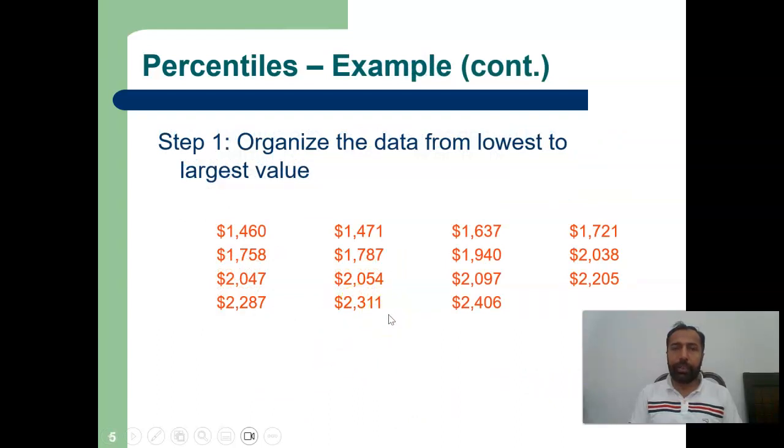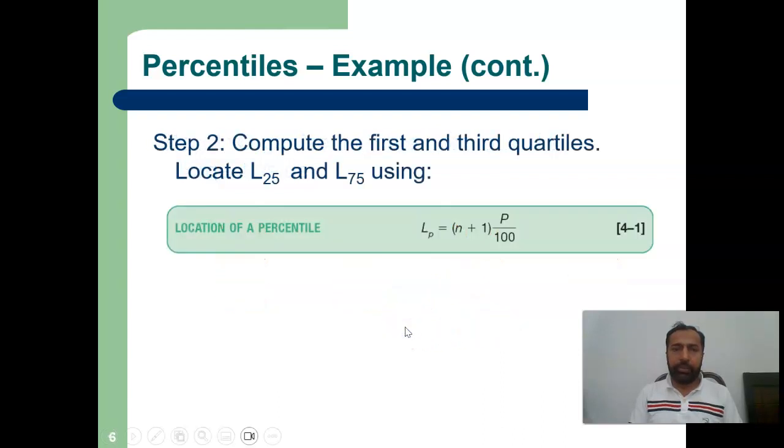So the first step is to organize the data from ascending to descending order, or from descending to ascending order. Here we have arranged this data from the lowest to the largest value. The minimum commission earned by a broker was $1,460 and the maximum commission earned by a broker was $2,406. And now if we want to calculate the percentile location of a particular number which divides the set of data into equal parts, we can use this formula.